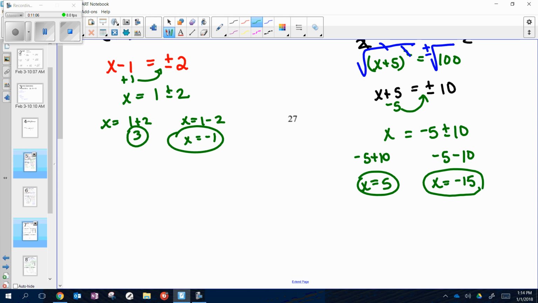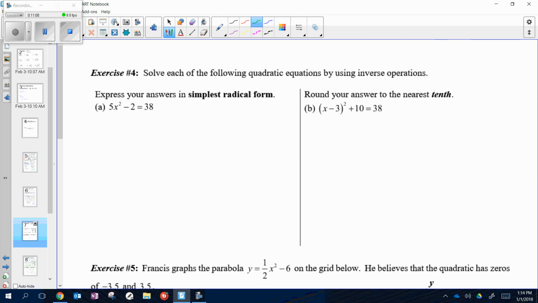Okay, turn to the next page. In exercise 4, you're going to solve each by using inverse operations. We're going to get simplest radical form, or we're going to get the nearest tenth, which tells me I have to hit a calculator.